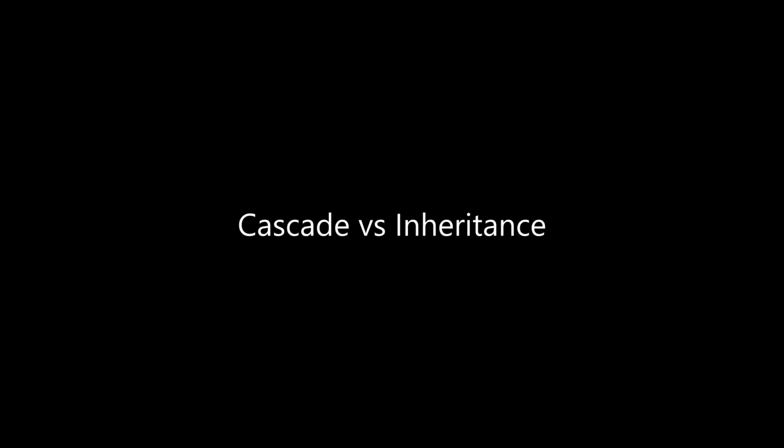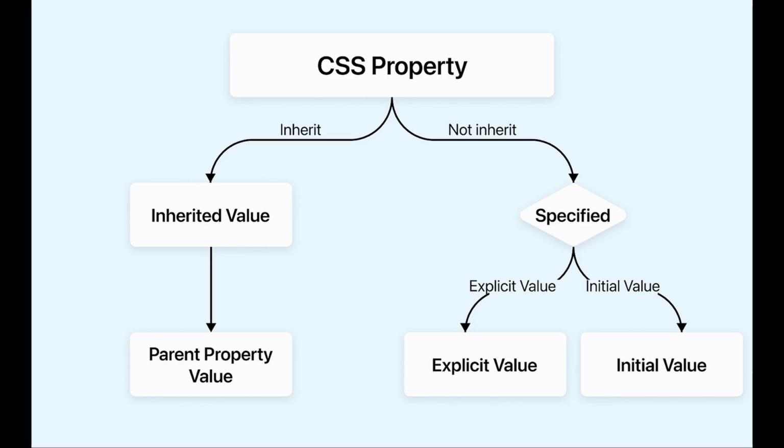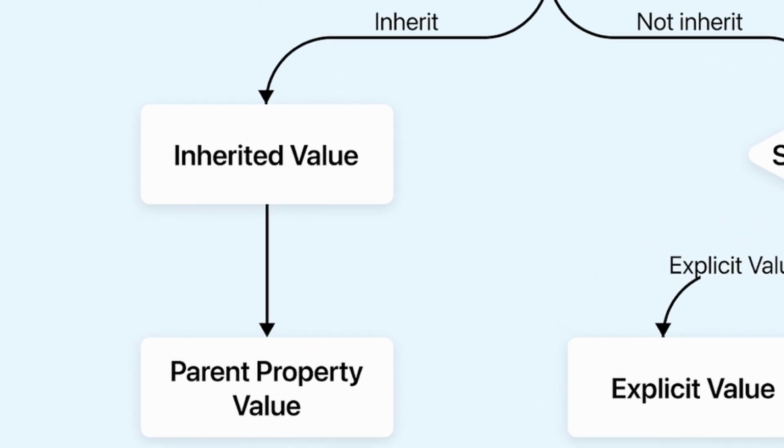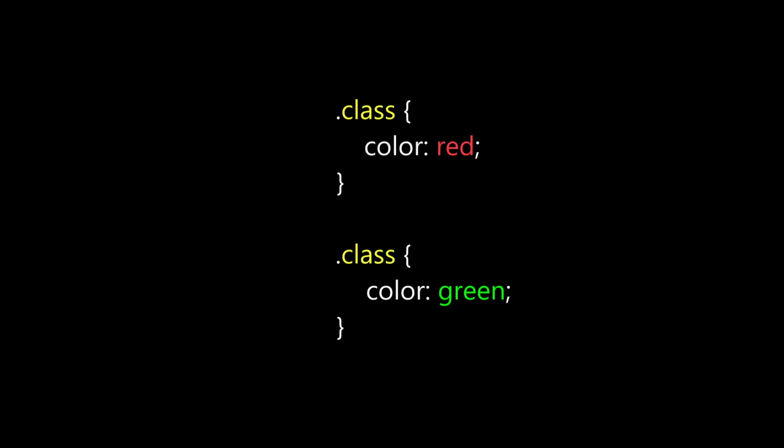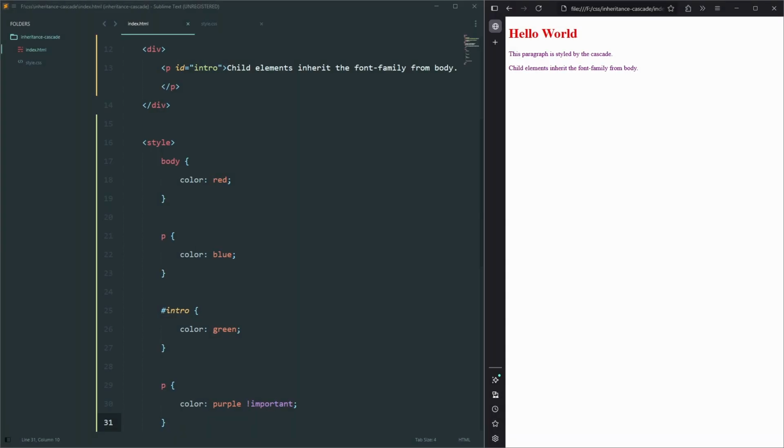Cascade versus inheritance. So what is the difference? Inheritance is about properties being passed down from parent to child automatically. Cascade is about resolving conflicts when multiple rules target the same element. Here is what happens in this example. Body passes down red, paragraph overrides with blue, ID overrides with green, and finally important forces purple no matter what.